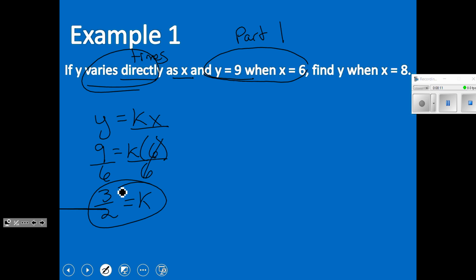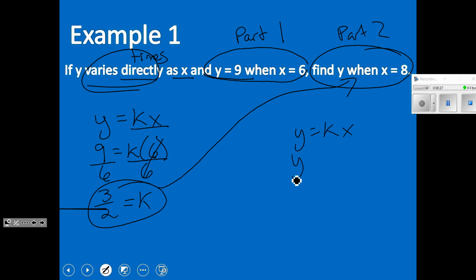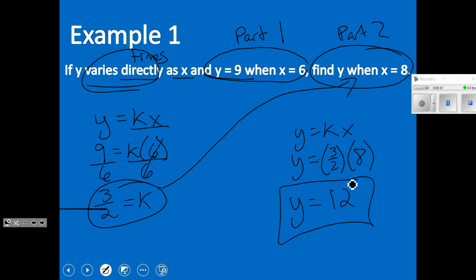Okay? So, plug in what we know. Solve for what we don't know. Then we're going to use this to go to part 2. Here's part 2. So y equals kx. So k is 3/2 and x is 8. So what can we solve for now? What would y be? 12. Very good. So y is 12. So any questions about part 1, part 2? Plug in what we know. We solved for the k. Then we use that to plug into part 2 and solve for the missing variable.